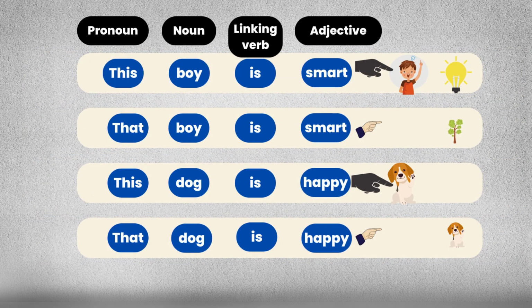Now let us use noun, pronoun and adjective to form a sentence. We have these sentences formed with the use of pronoun, noun, linking verb and adjective. This boy is smart. That boy is smart. This dog is happy. That dog is happy.